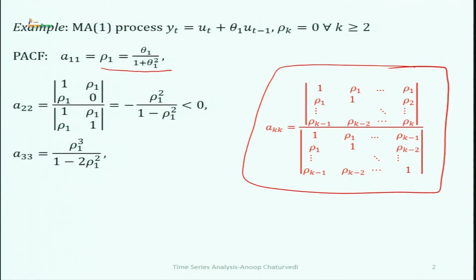Now, the value of the denominator is 1 minus rho 1 square, and the value of the numerator is 1 into 0 minus rho 1 square. So, you get minus rho 1 square. Finally, you obtain minus rho 1 square upon 1 minus rho 1 square, which is less than 0 for all values of rho 1 or for all values of theta 1. It does not matter whether theta 1 is positive or negative.